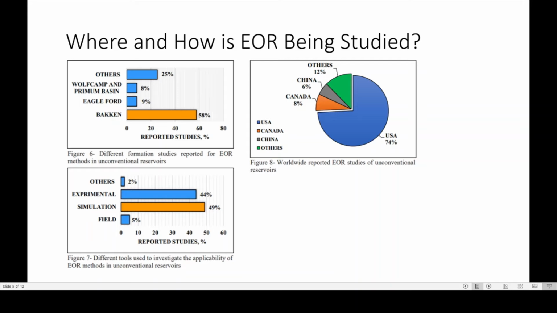From a worldwide standpoint of where EOR is being employed, you have the United States with 74% of the projects.